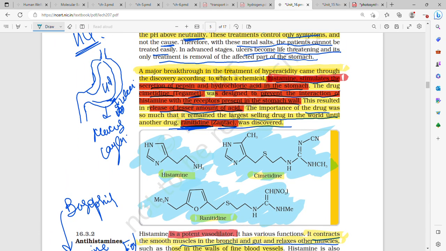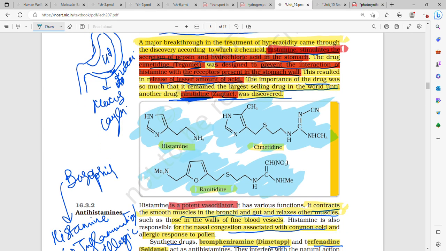So a major breakthrough in the treatment of hyperacidity came with the discovery of a chemical, histamine. It was realized that histamine stimulates the secretion of pepsin and hydrochloric acid in the stomach, and the drug cimetidine, which is Tagamet, was designed to prevent the interactions of histamine with the receptors which are present in the stomach wall.